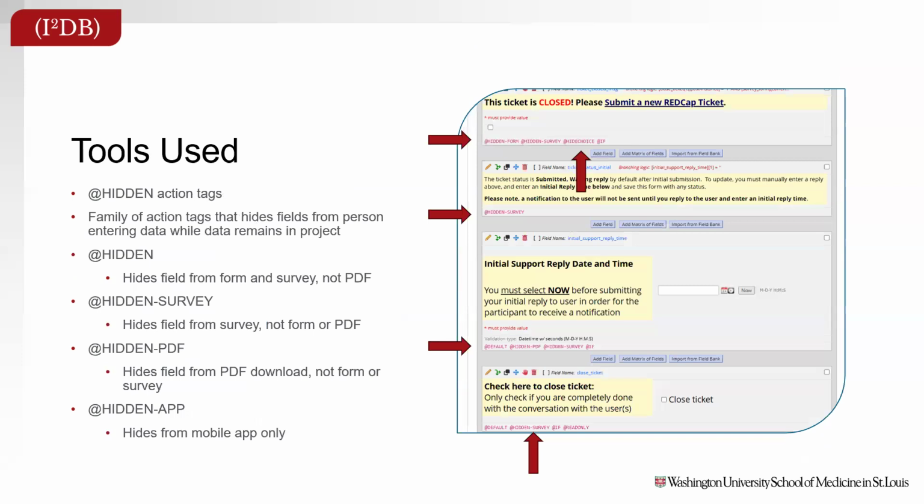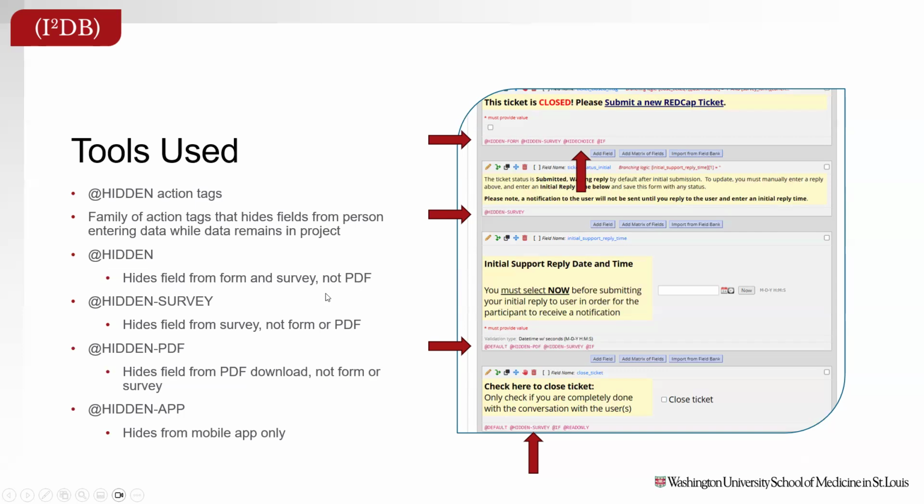Okay, so what we're going to use today to make these modifications without deleting data or changing the meaning of data, we're going to use a lot of hidden action tags. And there's a family of hidden action tags that hide fields from the person entering data while the data still remains in the project. So there is the straight up @HIDDEN action tag, which hides fields from a form and a survey. But note, not the PDF.